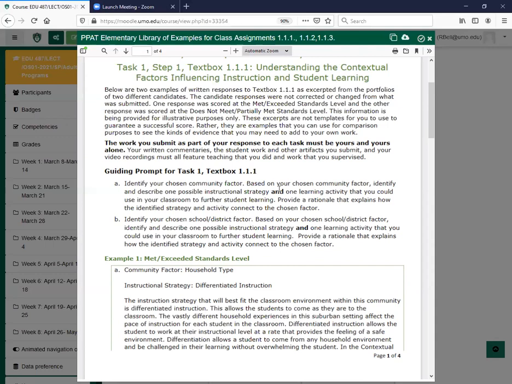And it's the same directions. The only thing different is one is for the community factor and the other one is for the school or district factor. Any questions? Okay.